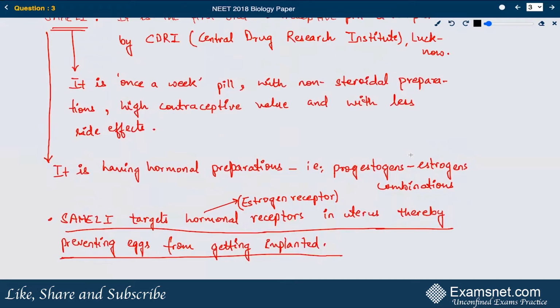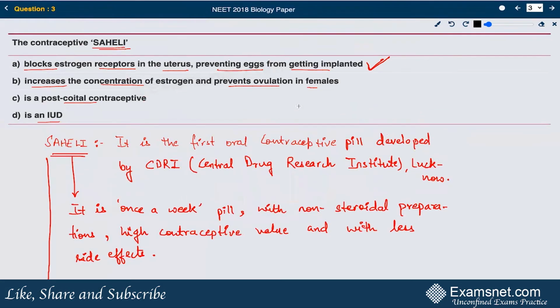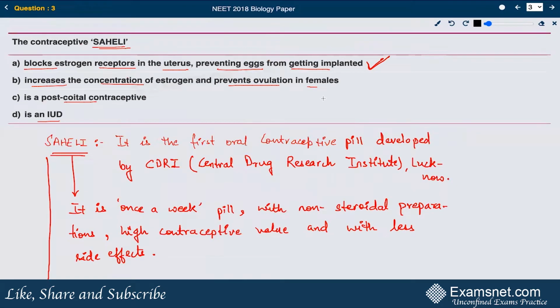All right. So this is going to block the estrogen receptor and prevent it from getting implanted, preventing the eggs from getting implanted. Increases the concentration of estrogen and prevents ovulation in females? No, definitely not. Then it is a post-coital contraceptive? No. And it is an iodine? Definitely not. All right. So option A is the correct answer.